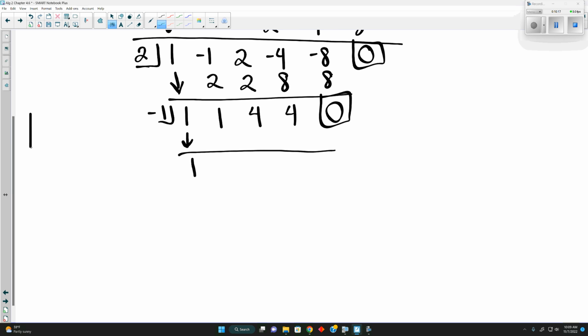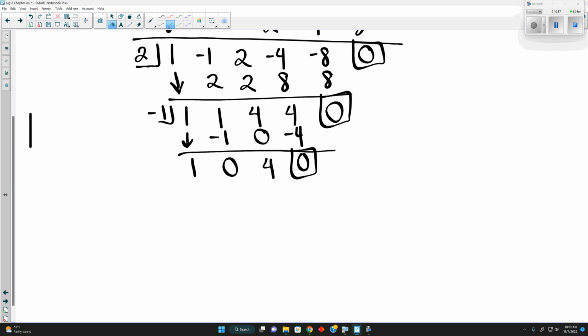So negative 1 times 1 is negative 1. 1 plus negative 1 is 0. Negative 1 times 0 is 0. 0 plus 4 is 4. Negative 1 times 4 is negative 4, and 4 plus negative 4 is 0. Negative 1 came up twice. Because anytime it doesn't cross the x-axis but does hit it, it's going to have an even multiplicity. It's going to show up more than once.